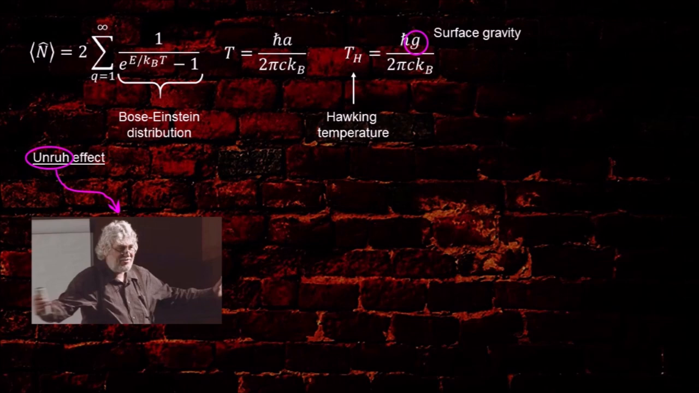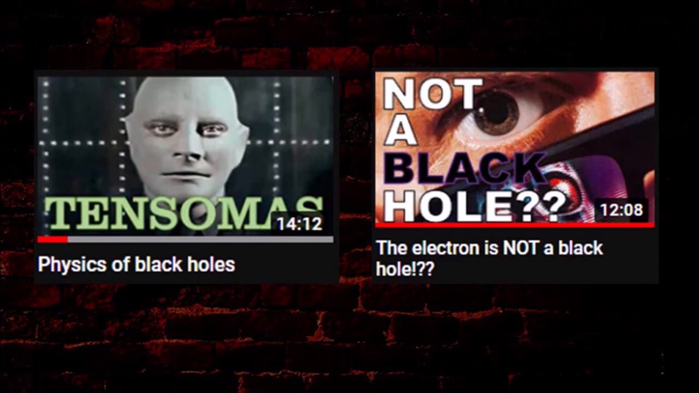From this relationship, it appears that acceleration is what causes radiation for non-inertial observers. But actually, it turns out that what really causes these radiation effects is the presence of a horizon. I have covered the horizon of black holes in two of my videos. If you want to know about the horizons created by acceleration, watch the video series by Eigenchris I mentioned earlier.